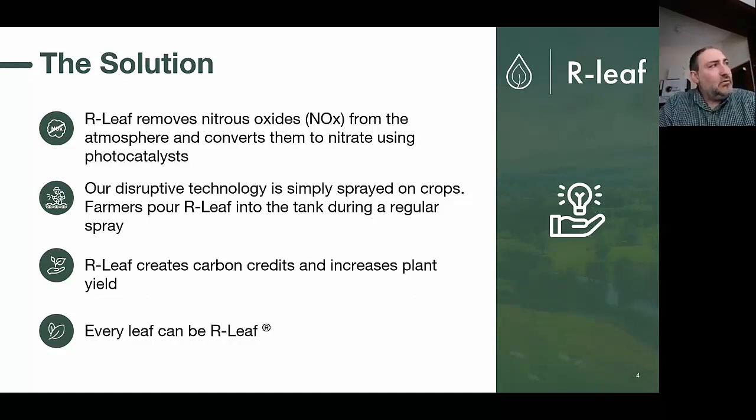So the clever part of the innovation of R-Leaf is that we have a process that has been developed and patented to, in simple ways, bend the structure of the photocatalyst so that it can work under normal light. So basically something that could only happen in a closed environment now can happen outdoors. That's our innovation.